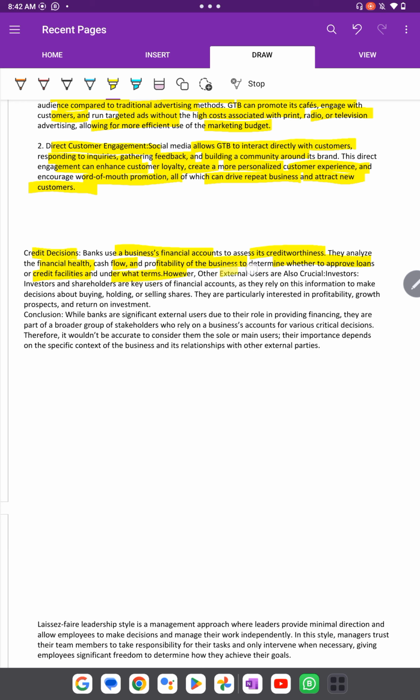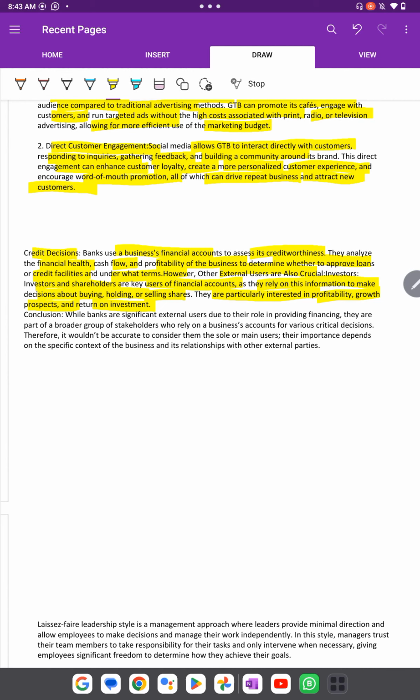However, other external users are also crucial. For example, investors. Investors and shareholders are key users of financial accounts, as they rely on this information to make decisions about buying, holding, or selling shares. They are particularly interested in profitability, growth prospects, and return on the investment. So basically, we have to explain why each and every stakeholder matters. We should write about the stakeholders.